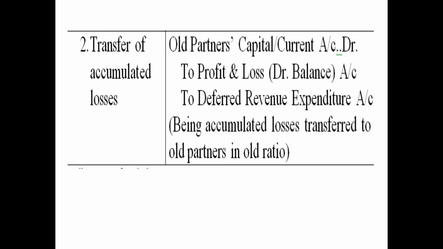So that 10 lakh will be treated as advertisement expenditure, or we can say it will be a part of deferred revenue expenditure which needs to be written off year by year. So that is also a part of accumulated loss which needs to be distributed among the old partners in the old ratio. As you can see in the narration, accumulated losses transferred to old partners in the old ratio.